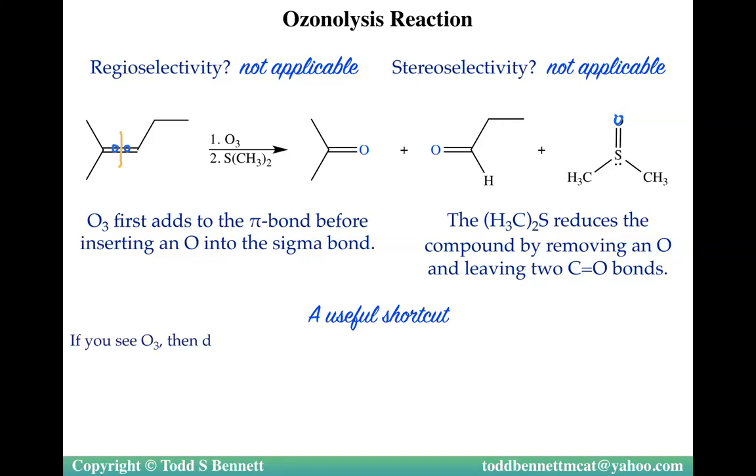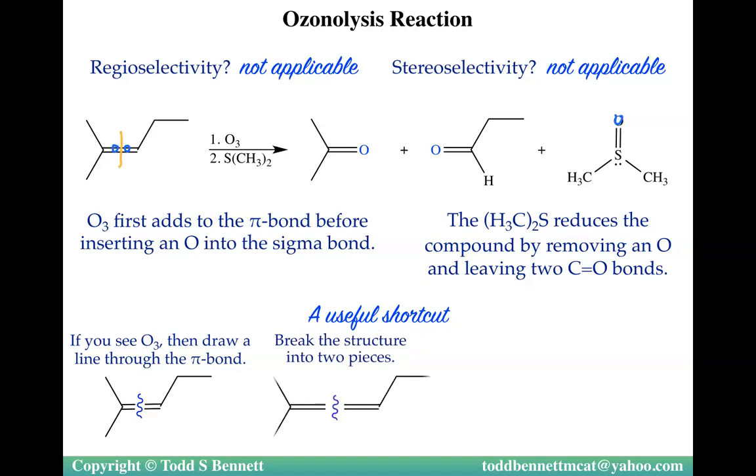So a useful shortcut: draw that line between the double bond. So this is the breakage line. Pull them apart and add some O's. So nice and straightforward, a really simple type of reaction to visualize. The mechanism, maybe not so much, but the utility here.